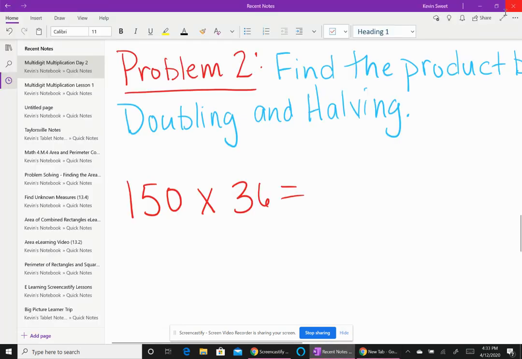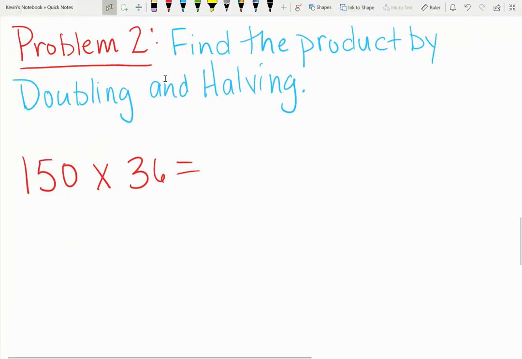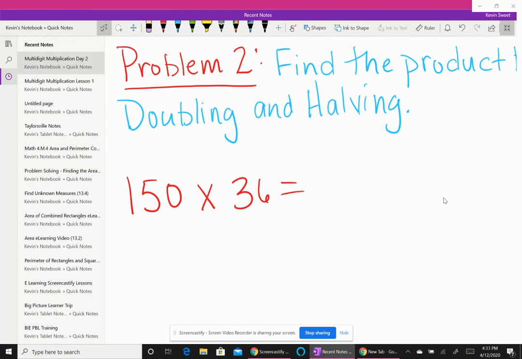Welcome back, 4th grade. Second problem of the day. Problem number 2, find the product by doubling and halving. So remember, you're going to look for which factor is an even number, divide that, and then double your odd number. Good luck.